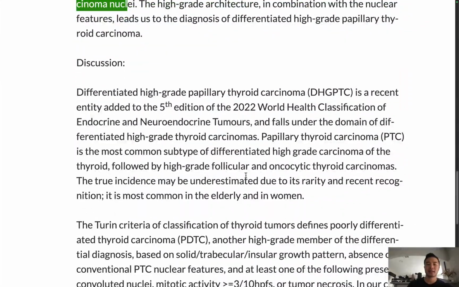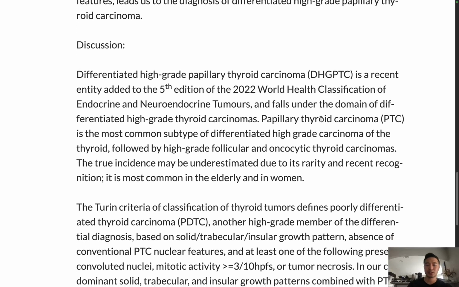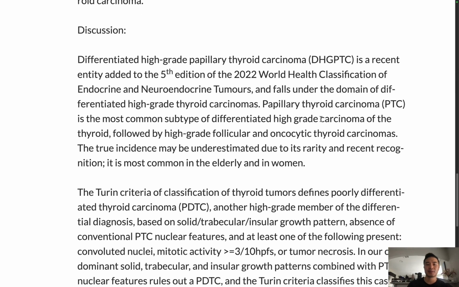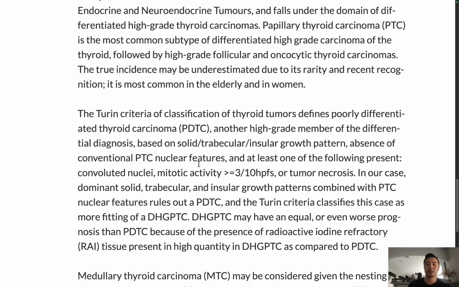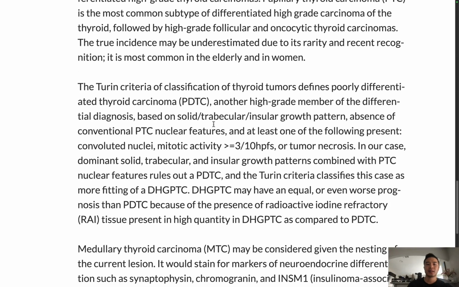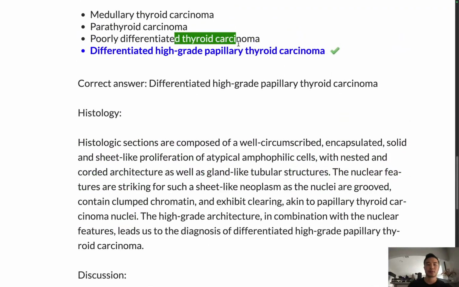So this, as I mentioned, is the new 5th edition diagnosis. It falls under the domain of differentiated high-grade thyroid carcinomas. PTC is the most common subtype of differentiated high-grade carcinomas of the thyroid, followed by high-grade follicular and oncocytic thyroid carcinomas. The true incidence may be underestimated due to its rarity and recent recognition. It is most common in the elderly and in women. The Turin criteria of classification of thyroid tumors defines poorly differentiated thyroid carcinoma, which I have mentioned.